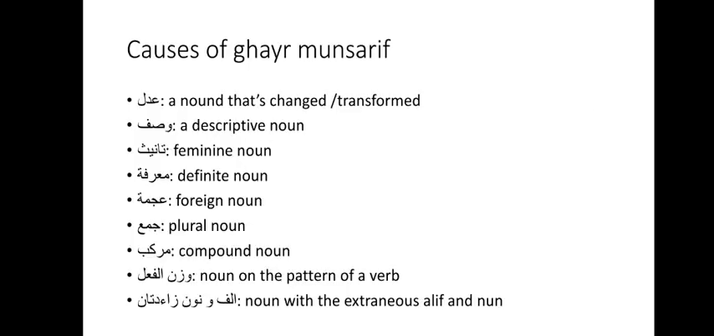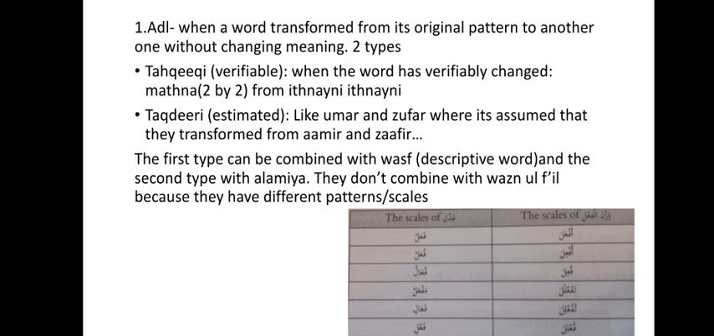So there are 9 causes of ghayr munsarif altogether. The first one is adl. It is a noun that has changed from its original format. It had an original format and that was changed. The second is wasf. This is a descriptive noun. The third is ta'neeth, a feminine noun. The fourth is ma'rifa, a definite noun. The fifth is ujma, the foreign noun. The sixth is jama', the plural noun. Then we have murakkab, which is a compound noun. Waznul fi'al, which is a noun on the pattern of a verb. And we have alif wa nun za'idatan, the noun which has an extraneous, like a non-essential alif and nun at the end. So we will now discuss these in a bit more detail.